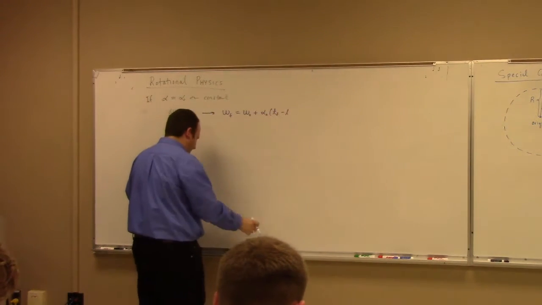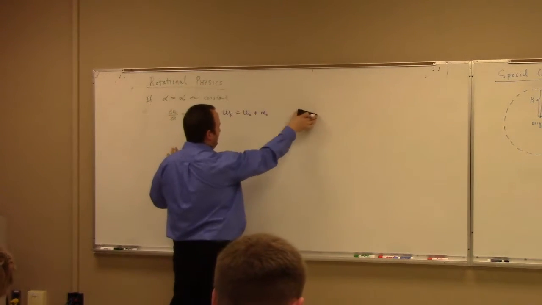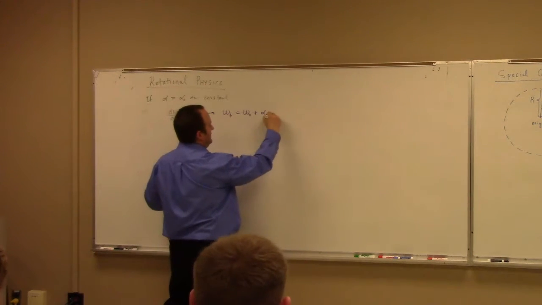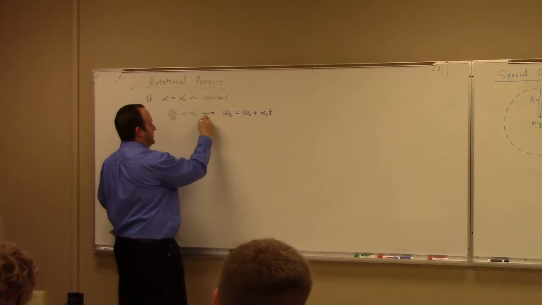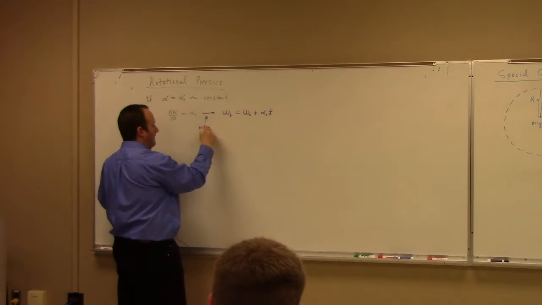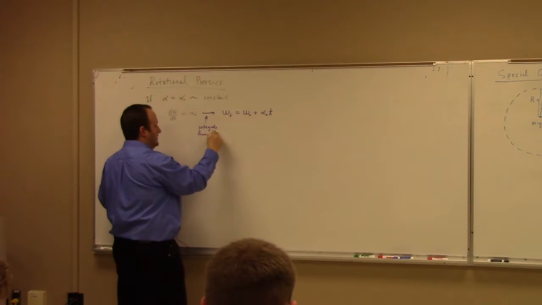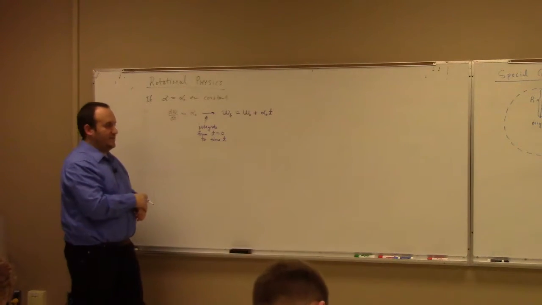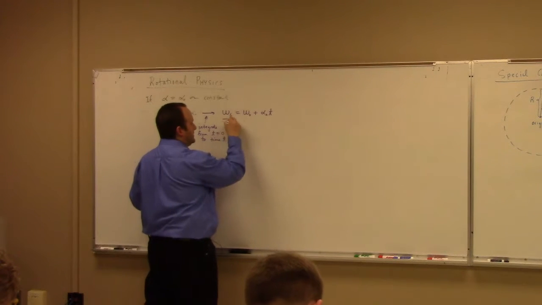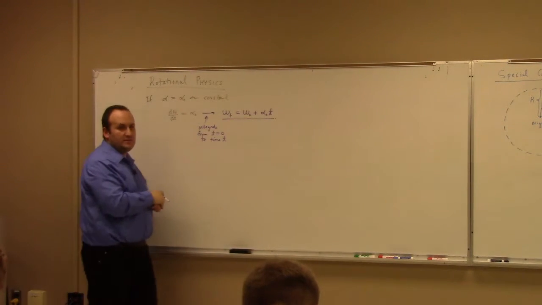Why don't I just set t naught equal to 0 for a second here. So I'm assuming, of course, integrating from time t equals 0 to time t. Right. So there's the final angular velocity in terms of the initial angular velocity.